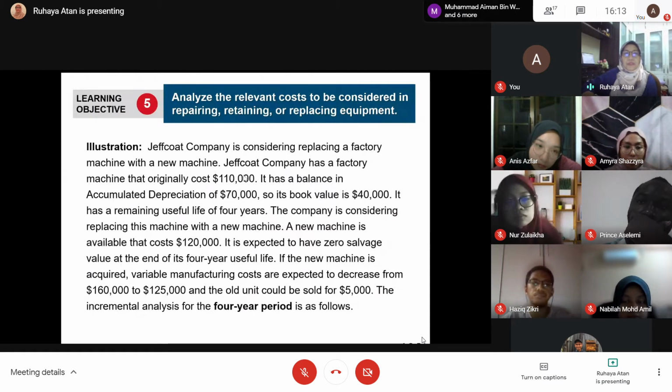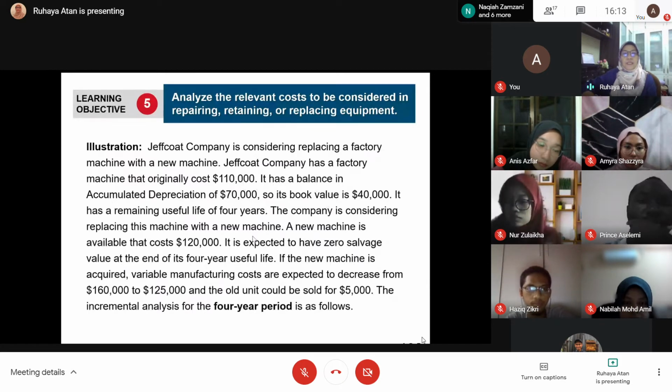Jeff company is considering replacing a factory machine with a new machine. The company has a factory machine that originally cost $110,000. It has a balance in accumulated depreciation of $70,000. So its book value is $40,000. I'm sure this is basic financial accounting, where fixed assets have depreciation over a few years, and then they will be calculated as accumulated depreciation. In this case, this old machine originally cost $110,000, but after a few years, it has depreciated $70,000.